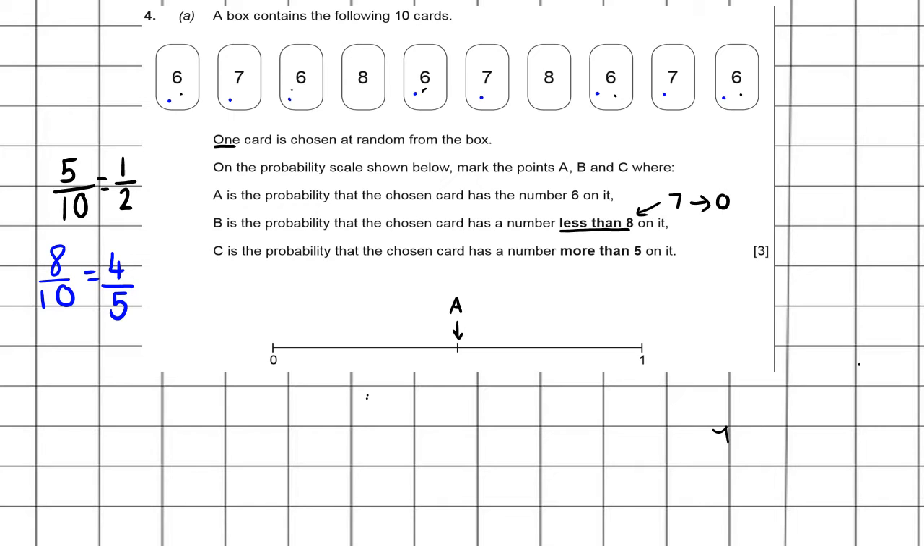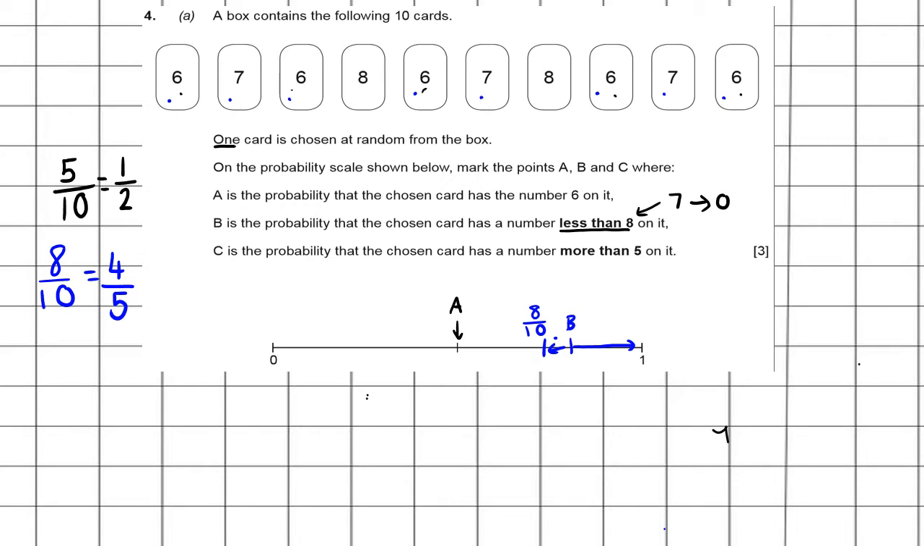So 4 over 5, so 8 over 10. Therefore, the probability of getting B is 8 over 10, and not getting B is 2 over 10. So therefore, it's going to be between 1 and 8 over 10. So that's the probability of B. B has to be somewhere in between 1 and 8 over 10.